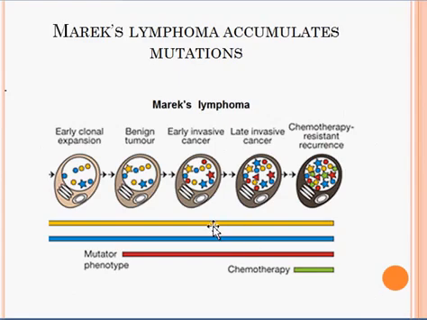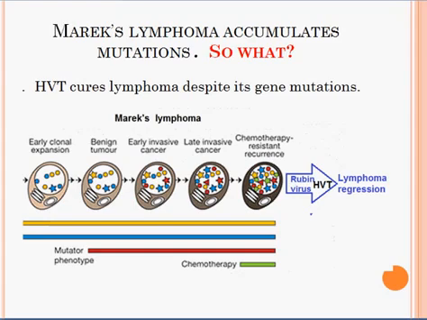So now let's apply the logic to Marek's lymphoma. We just saw it. We know what happened there. So again, according to the current dogma, you have accumulation of mutations exactly like any other tumor. But what does it mean? You can have any mutation which you wish in this lymphoma. Once you treat the chicken with herpes turkey virus, the lymphoma regresses.